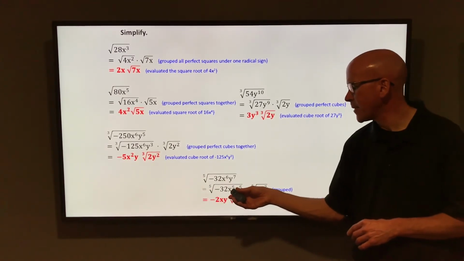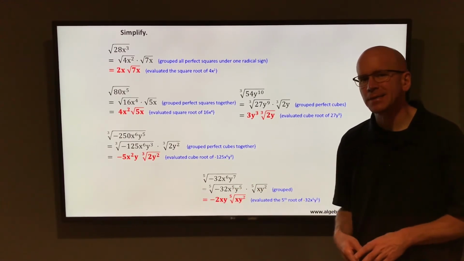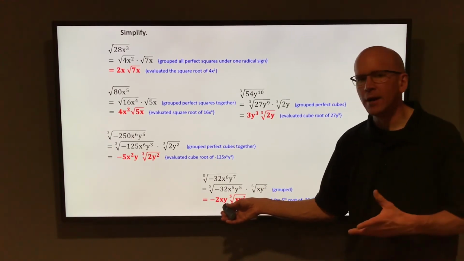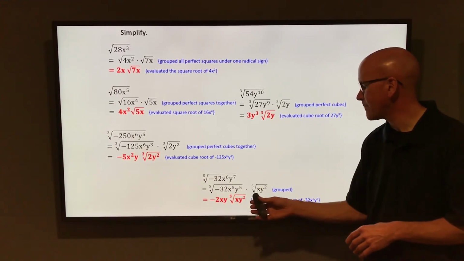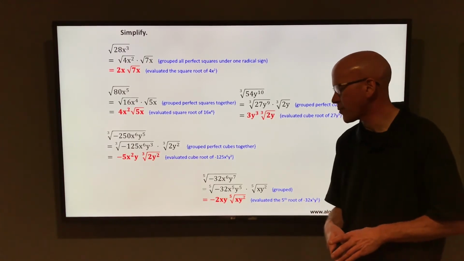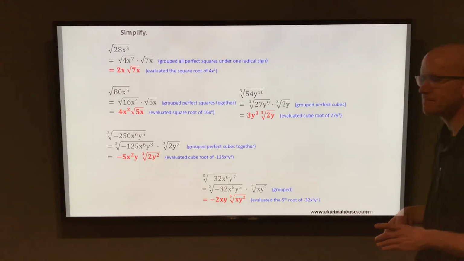Fifth root of x to the fifth, just divide the exponent by the root. It's going to be x to the first, or just x. And the fifth root of y to the fifth, that is going to be y to the first, or just y. Then you have that fifth root of xy squared left over. So it'd be negative 2xy times the fifth root of xy squared, that is simplest radical form.